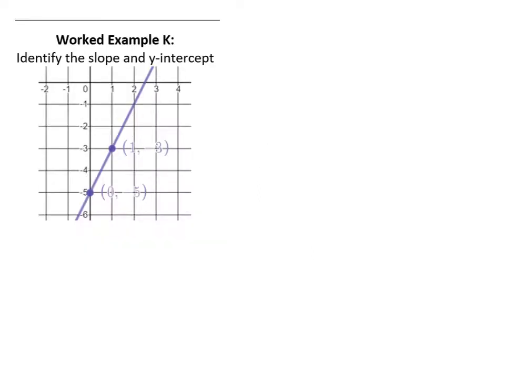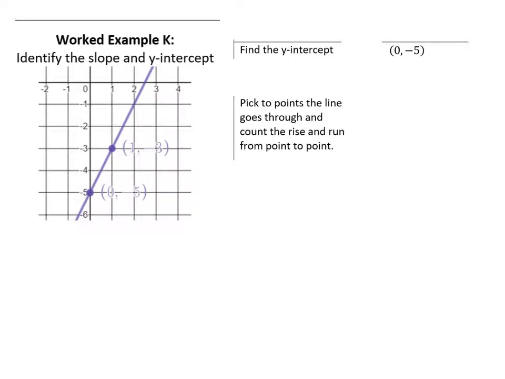We can also find it from a graph. Find the y-intercept, see where it's hitting the y-axis. It's hitting at (0, -5). Then pick 2 points the line goes through and count the rise and run from point to point. So we've got the points (0, -5) and (1, -3).